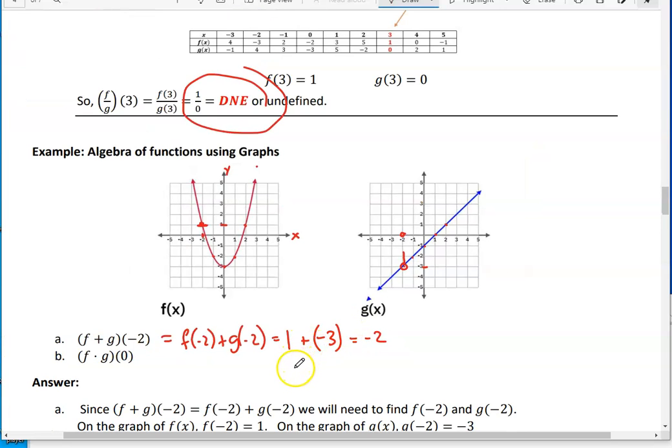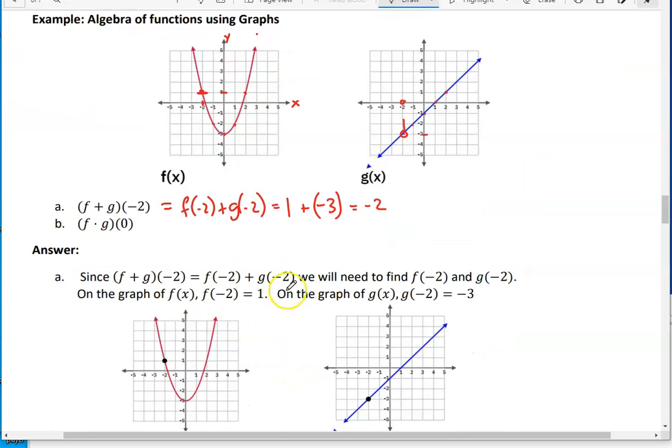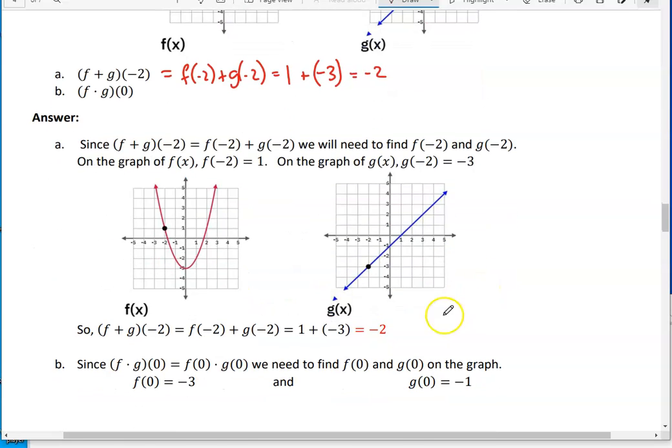And let's see how they did that in the book. And we get negative 2.